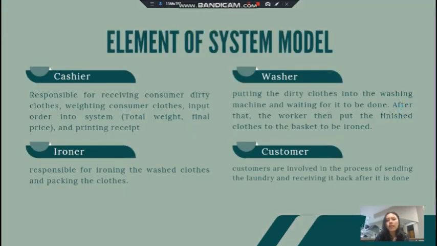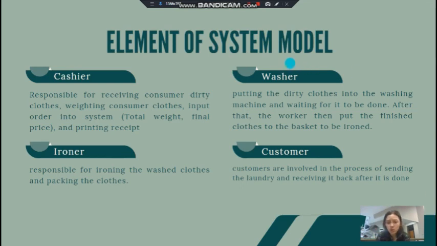Next, moving to the elements of the system model. It consists of four elements. The first one is the cashier. They are responsible for receiving customer dirty clothes, weighing customer clothes, then inputting the order into the system, consisting of total weight, final price, and etc., and also printing the receipt.